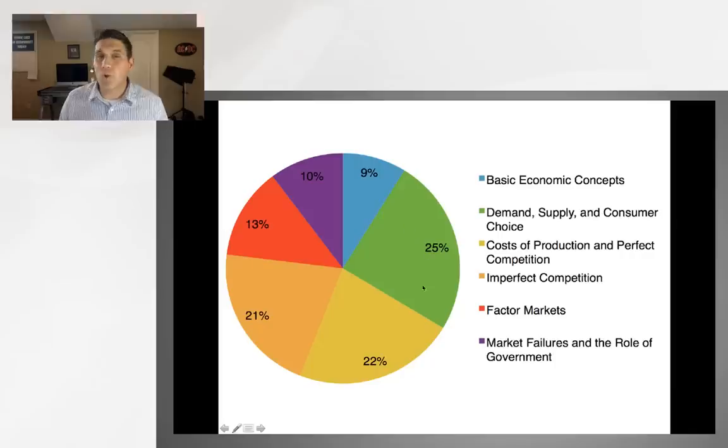Supply and demand and consumer choice is another 25%. You've got costs and perfect competition at another 22%. Then imperfect competition, monopolies, oligopolies, and game theory is another 21%.